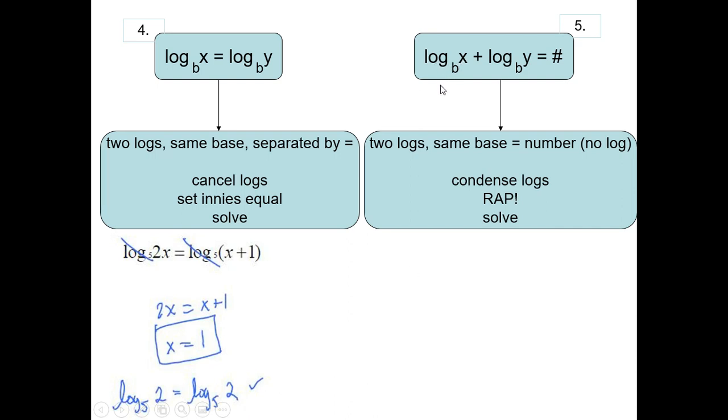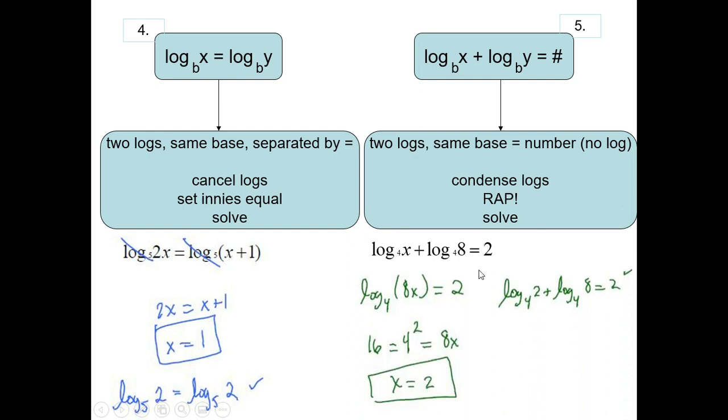All right, if I have two logs, same base number, added together, remember we can condense this. It's going to be log base b of x times y. So I have log base 4 of x plus log base 4 of 8 is equal to 2. That's going to be log base 4 of x times 8, or 8x is equal to 2.